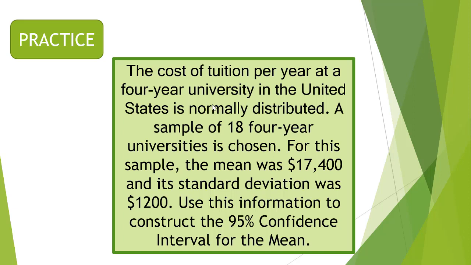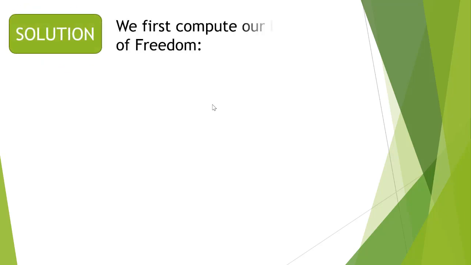Okay, so let's take a look at our solution. We're going to follow that 4-step process. First things first, degrees of freedom. Degrees of freedom are n minus 1. In this problem, our sample size was 18, so 18 minus 1 is 17. So we're looking at 17 degrees of freedom. We need to know that value because it's essential to use the table.